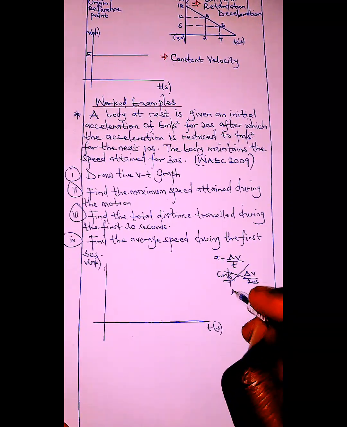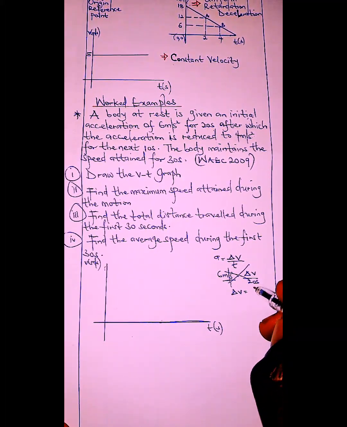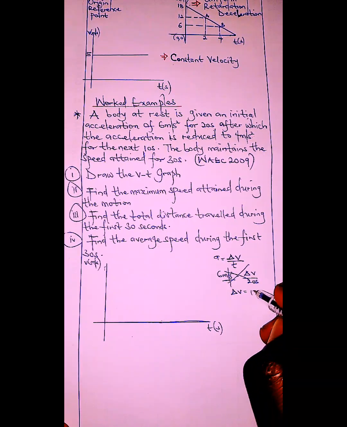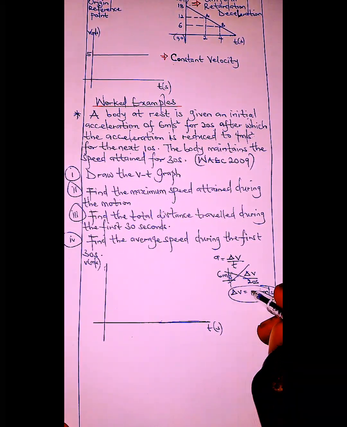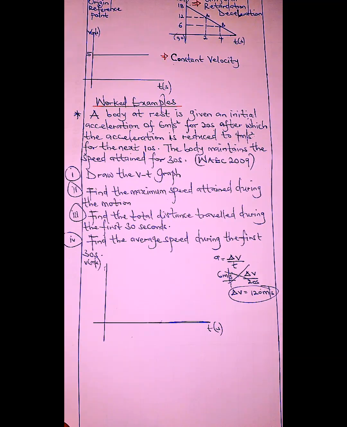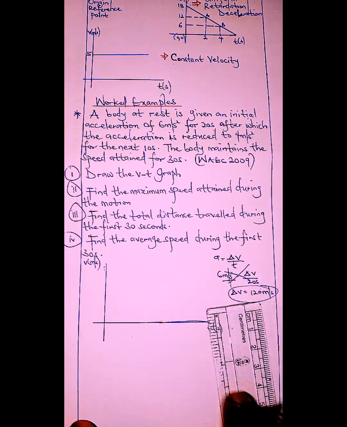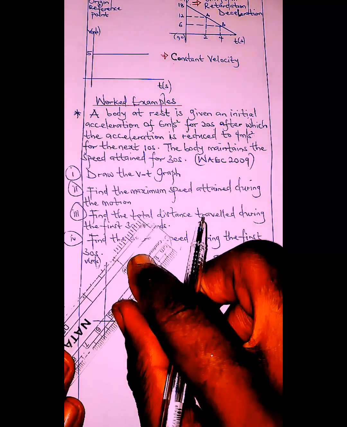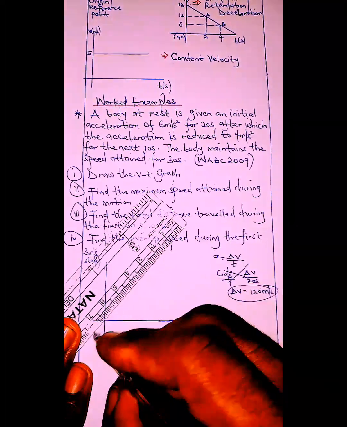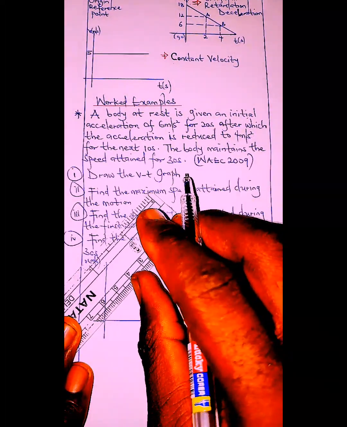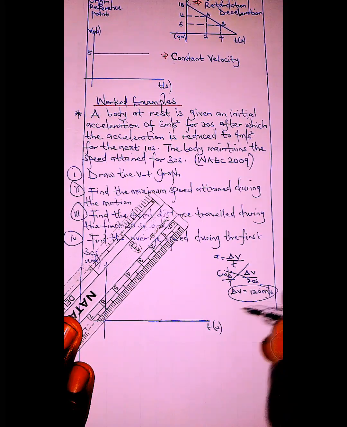So you're going to cross multiply. The change in velocity right here is 20 times 6, which is 120 meters per second. That's what the change in velocity is. So we're going to try to draw our velocity time graph. Don't forget, the body started from rest. According to that, this is a reference point. So the body started from rest and got to a maximum speed of 120 meters per second.